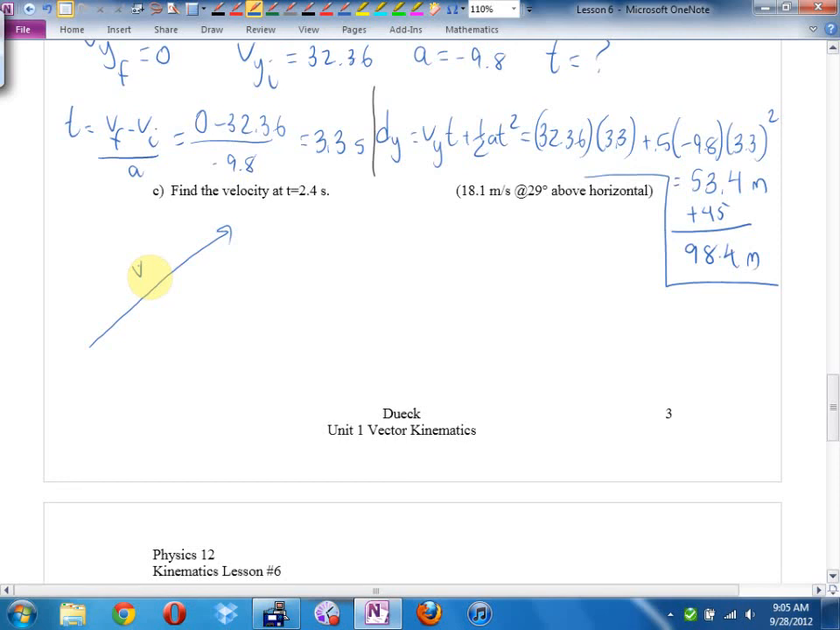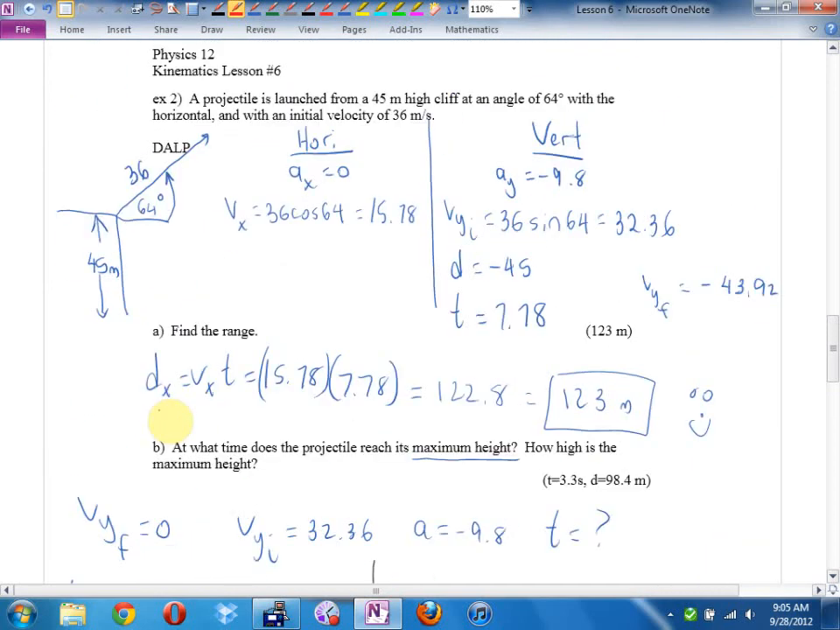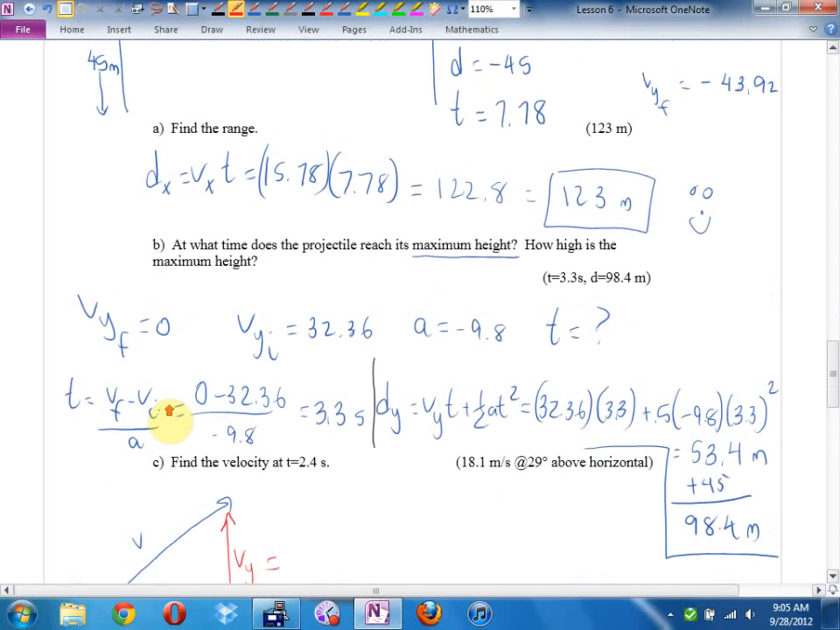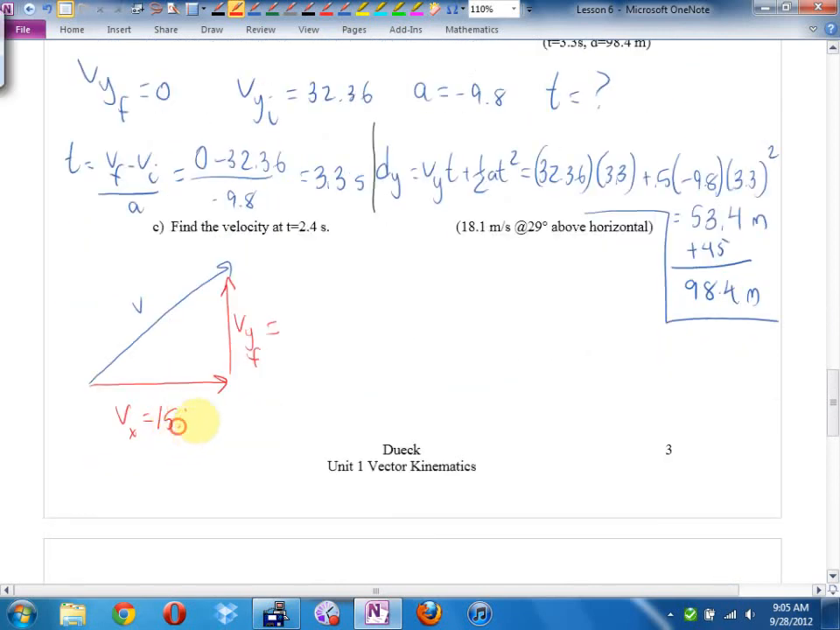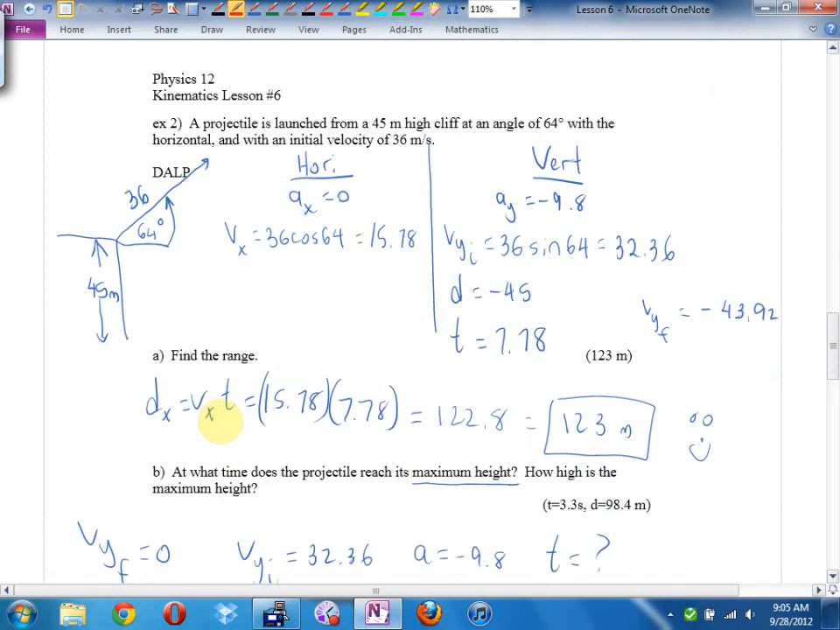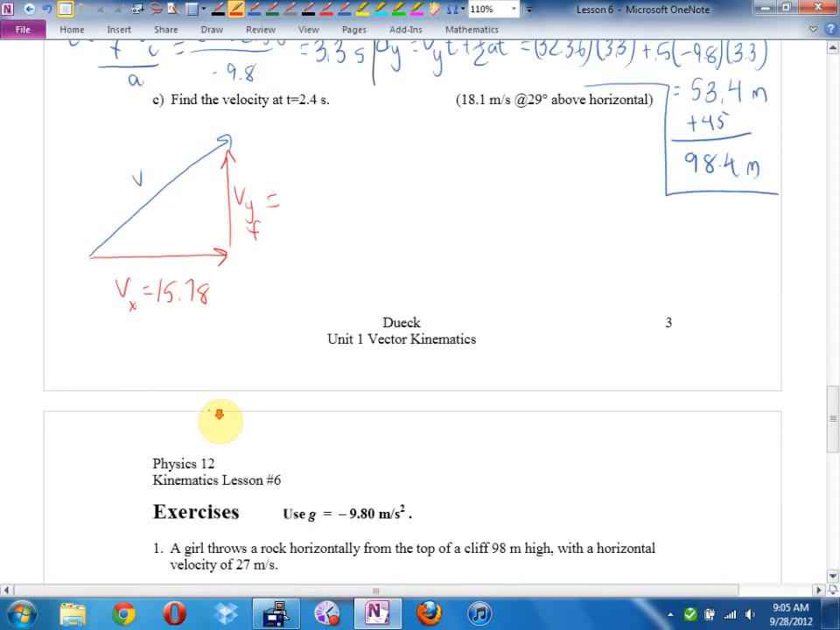I don't know this. But I think I know this bottom one here because Vx never changes. What's Vx? 15.78, which I haven't used yet in this question. Well, I did for the range, I guess. 15.78. What's Vy? Now, the most common mistake kids make is to say, oh, Vy is 32.36. No, no, no, no. I need Vy after 2.4 seconds because that's the one that's changing.